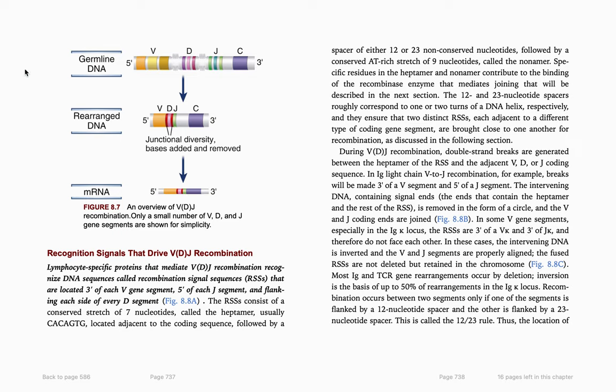So this is germline DNA. We see that after we have the antigen, there will be rearrangement, so junctional diversity, with bases added or removed. Then the messenger RNA will carry the message which has been rearranged and transcribed, and the protein relevant to the production of a specific antibody or receptor, or whatever is required, will be produced.